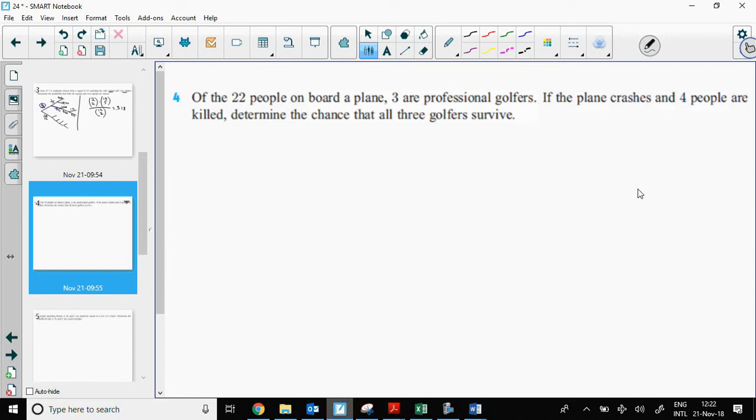Anyway, so there's 22 people on the plane. 3 of them happen to be professional golfers. The plane crashes. 4 people die. Please let the golfers have survived. Find the probability that all 3 of them live. Okay.